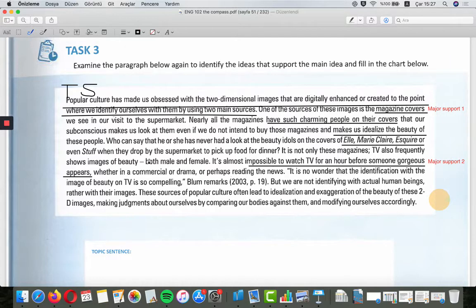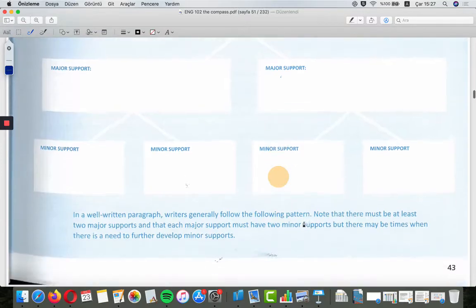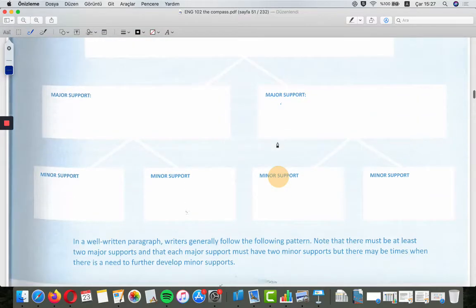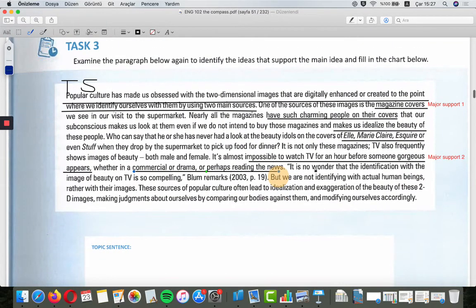I keep on reading. It says maybe it's in a commercial or drama, maybe reading the news. Now, this is a minor support. Okay? It says it's no wonder that the identification of the image of beauty on TV is compelling. And this is a quotation. Again, this is a minor support. The writer used a quotation to show the point. Okay? And then it gives more examples.